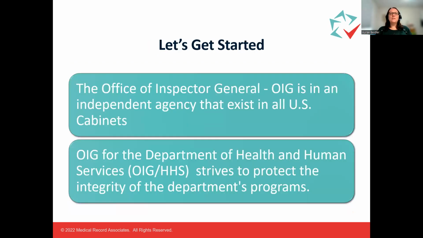So let's get started. The Office of Inspector General, the OIG for Health and Human Services, is an independent agency that exists in all U.S. cabinets. Specifically, we're talking about the OIG for the Department of Health and Human Services, so you'll see it as OIG/HHS. This entity strives to protect the integrity of the department's programs. HHS's OIG is the largest IG with over 1,600 employees.